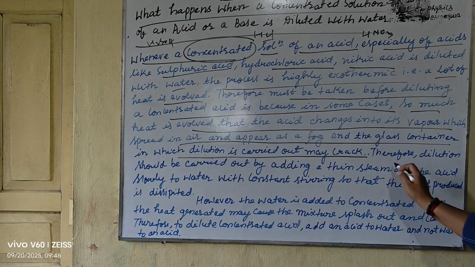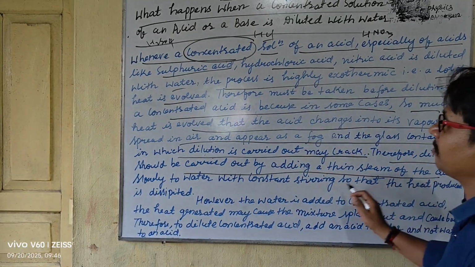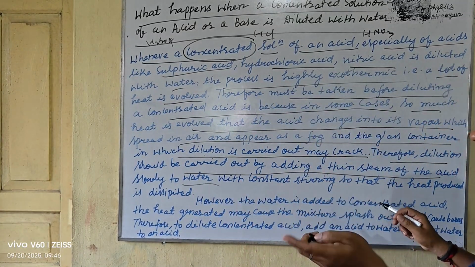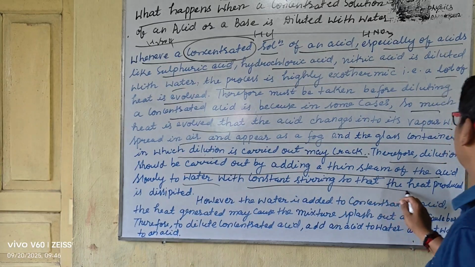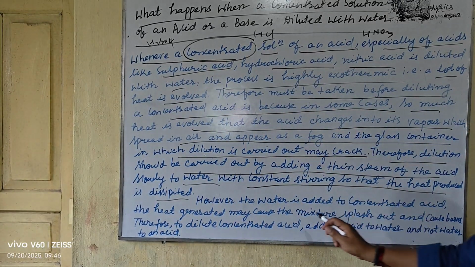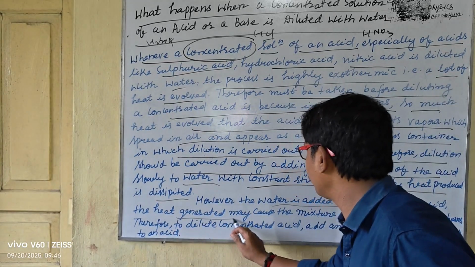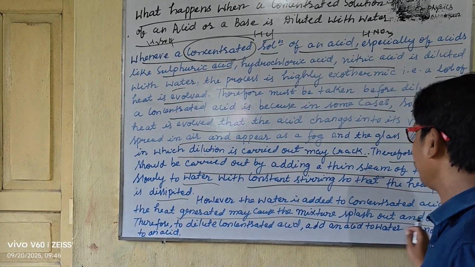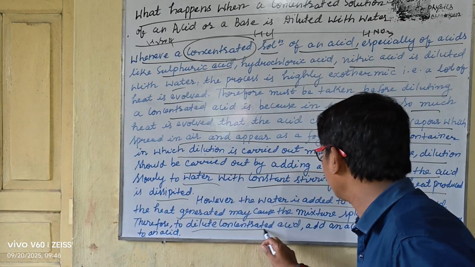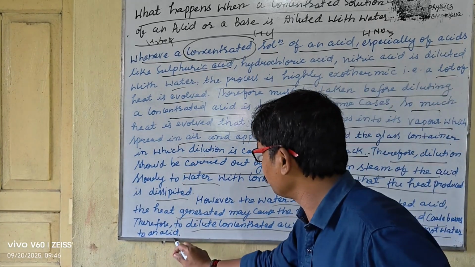So dilution should be carried out by adding a thin stream of the acid slowly to water, acid to water, with constant stirring so that the heat produced is dissipated and the temperature may be maintained. However, if water is added to concentrated acid, the heat generated may cause the mixture to splash out and cause burns. Therefore, to dilute a concentrated acid, add acid to water, not water to acid.